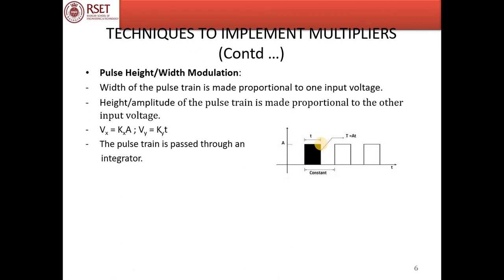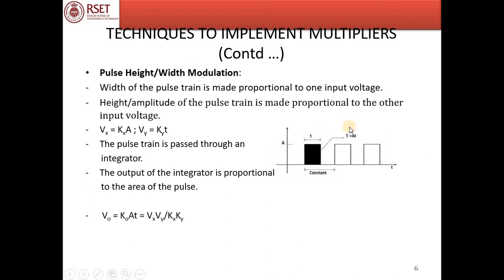The output of the integrator is proportional to the area of this pulse train, A into T. So what is the area of the pulse train? When we substitute A and T in terms of Vx and Vy, we get the output of the integrator as Vx Vy by Kx Ky. That is, the output of the integrator is proportional to the product of the inputs. This technique is called the pulse height/width modulation technique for implementing multipliers.